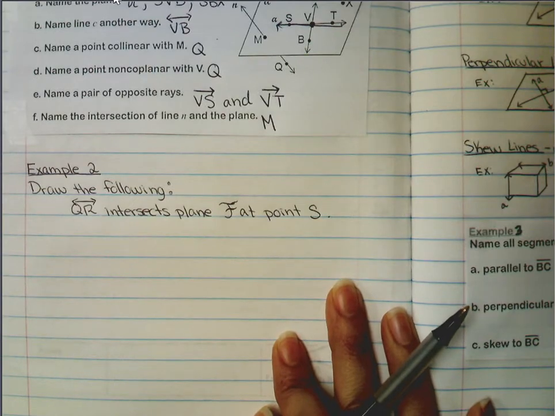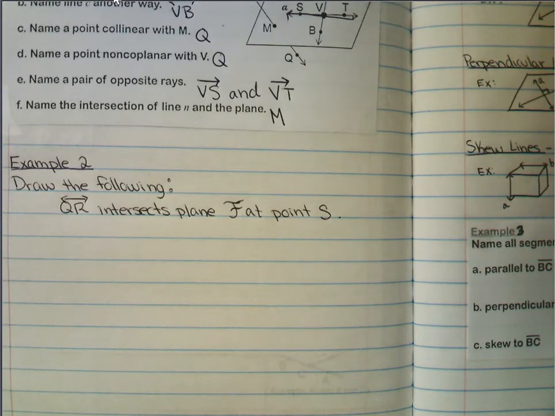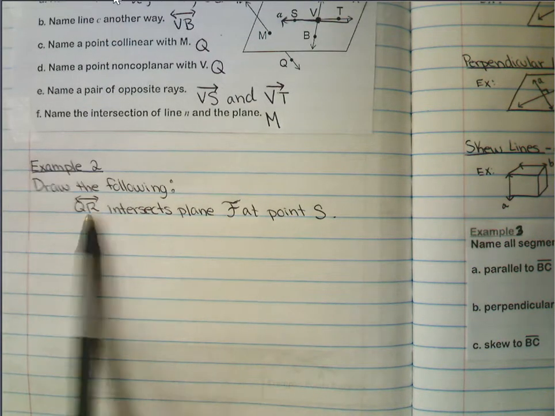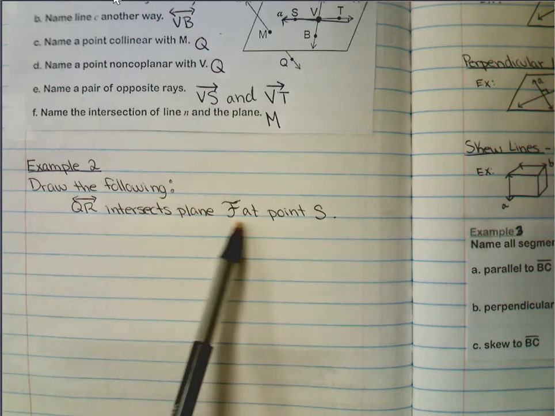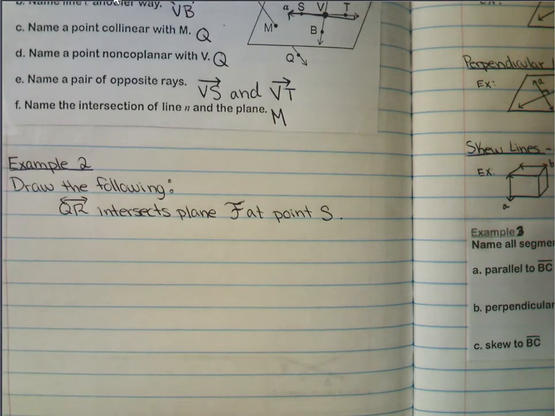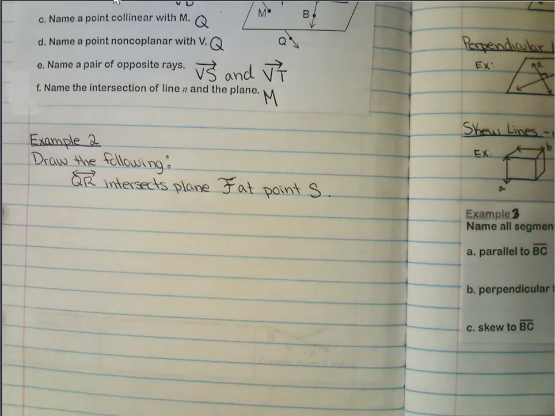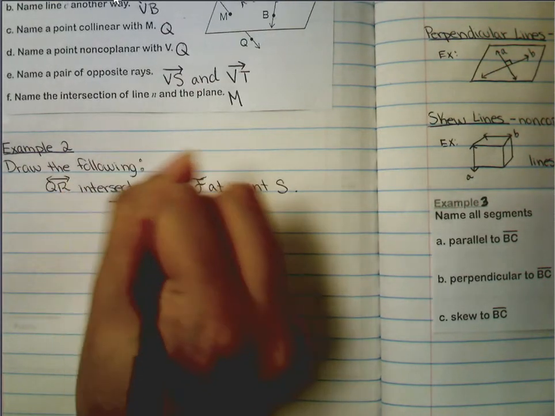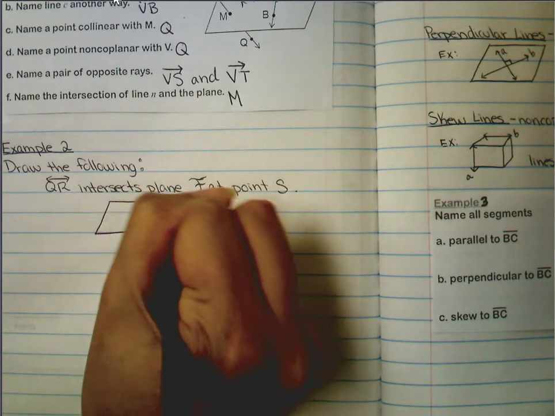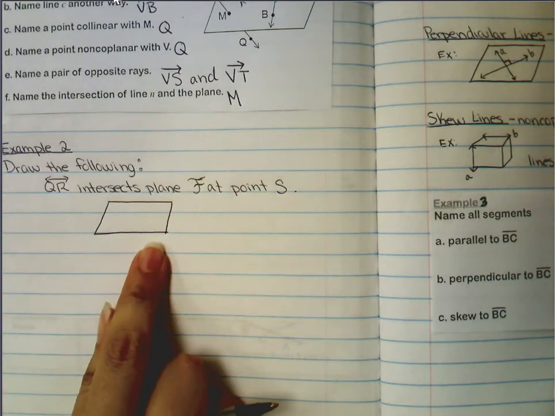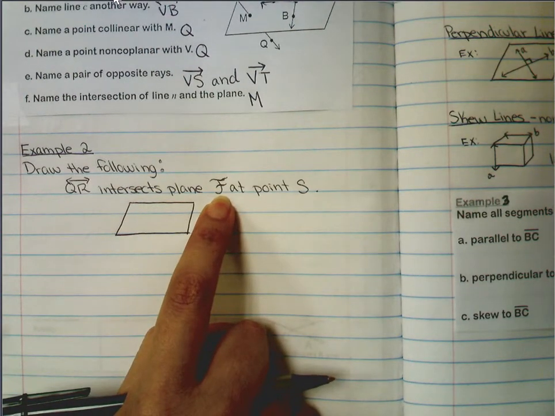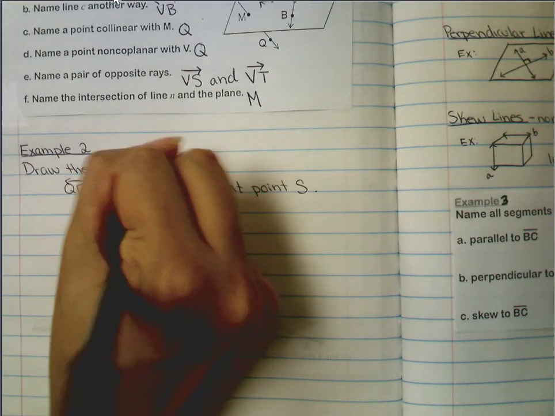Alright, here's example 2 that we went over in class. It says draw the following. So it says line QR intersects plane F at point S. Okay. So first thing I'm gonna draw is the biggest thing, which is gonna be the plane. We're gonna draw it to look just like this one. So I'm gonna draw plane F. Okay, that's the plane. I have to give a name to everything that I draw. So they tell me the name is F. So I'm gonna put F from one corner.